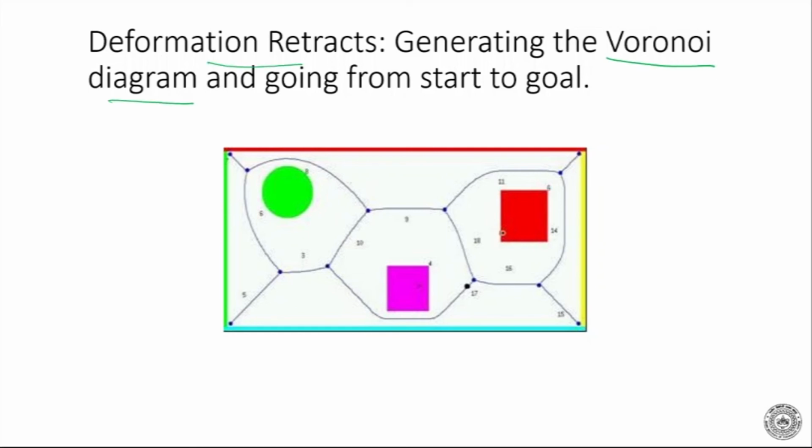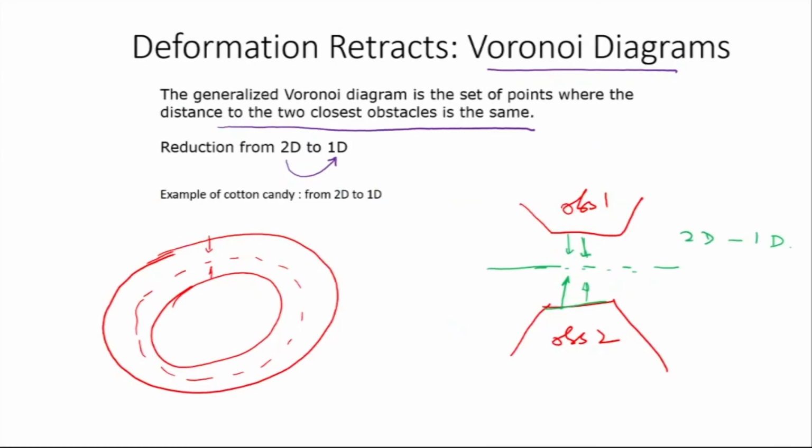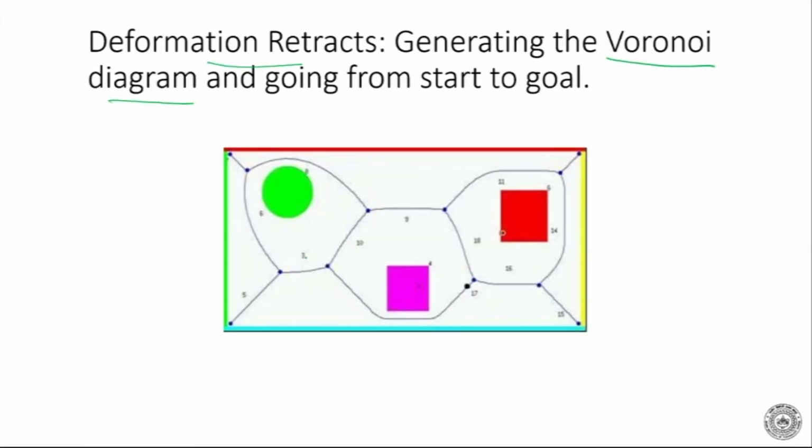Why is it a deformation retract? Because in the example I just gave some time back, if you think of this shrinking or deforming in that direction, and this deforming in this direction, what you'll be left with is this circle or this curve. So from 2D it has become 1D actually. That's why it's called a deformation retract. These are called retracts.